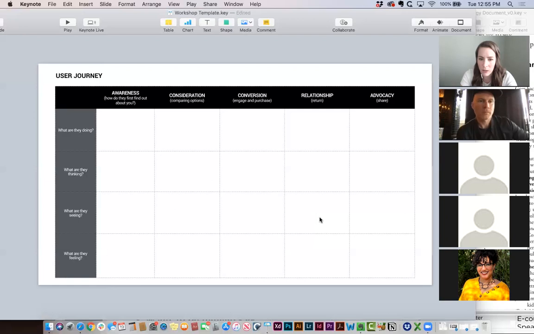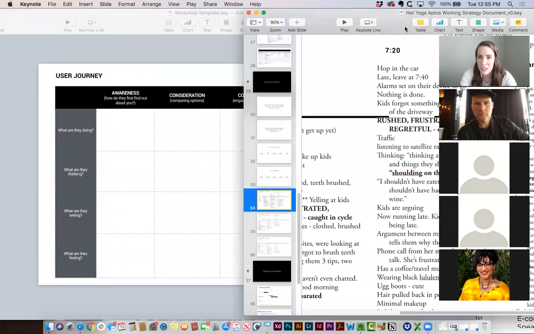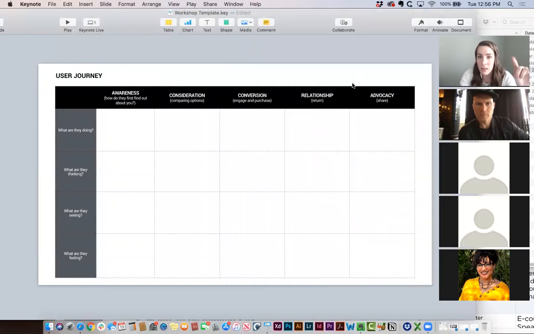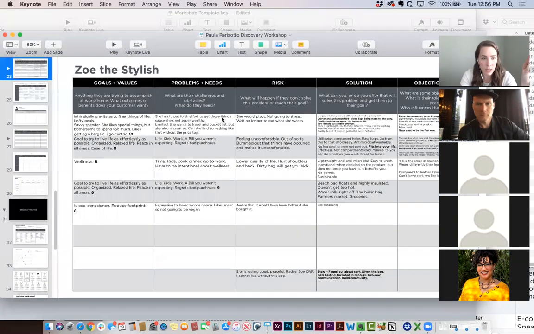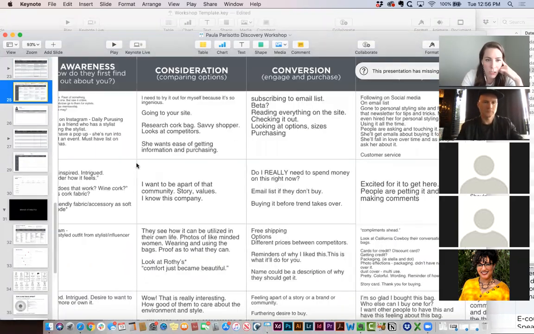So Brittany's asking, can you show a client example of how the blank user journey slide looks when it's done? Yes, I can. And again, they're really messy, so I'm sorry. I didn't do it with this one, and I didn't do it with Jason because that one was the happy accident. So I did it with her. This is Paula. This is the cork purse designer.